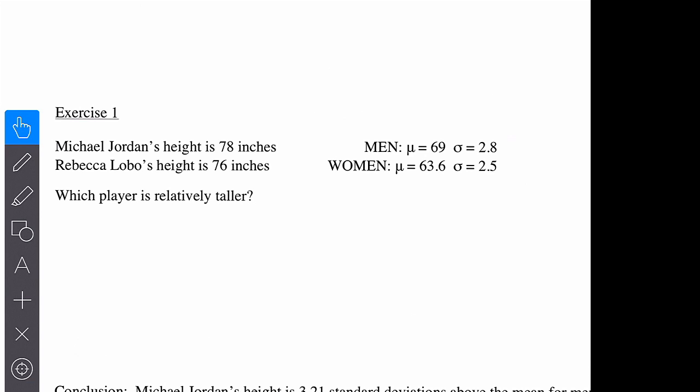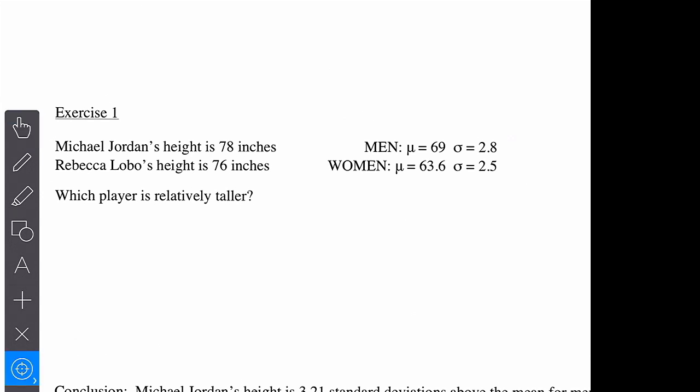All right, how do we use this information to determine if Michael Jordan at 78 or Rebecca Lobo at 76 is relatively taller? Who's a relatively taller basketball player? So how would I figure this out? My approach would be, this is a standard approach when you have two sets of data and you don't know, is 78 high, is 76 high? It looks like Michael Jordan's taller if you just look at those.